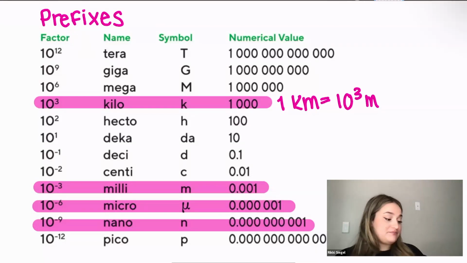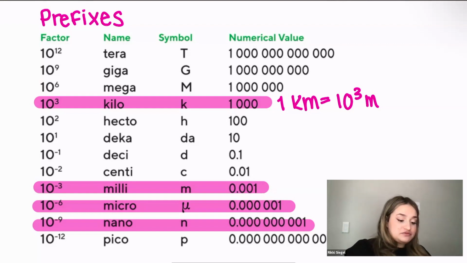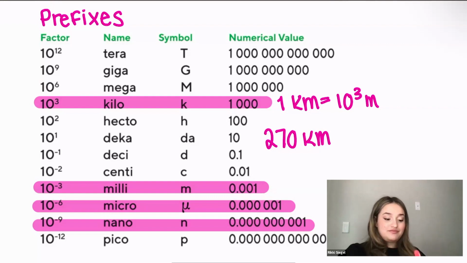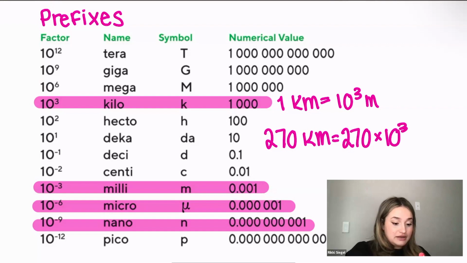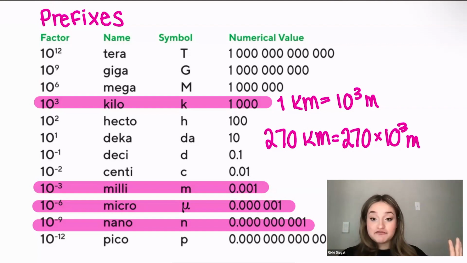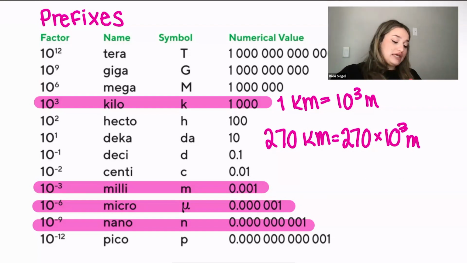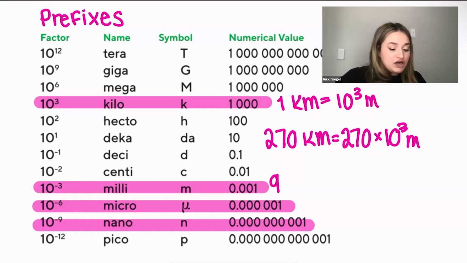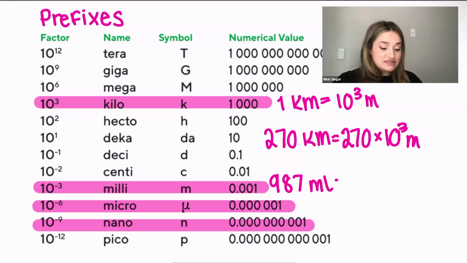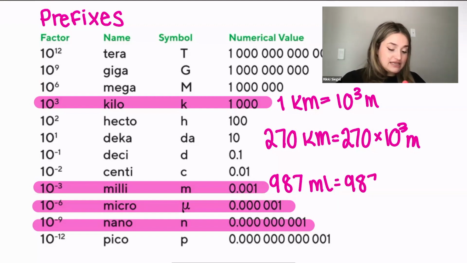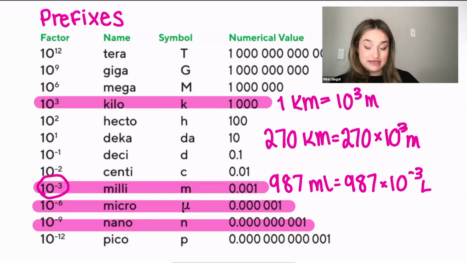This is my shortcut. Ready? If we have 270 kilometers and I want this in meters, all I'm going to do is just do 270 times 10 to the third meters. Boom, that's my conversion. It's done. We can say that 987 milliliters, if I want this in liters, I just do 987 times 10 to the power of -3 liters. That's how simple it is.